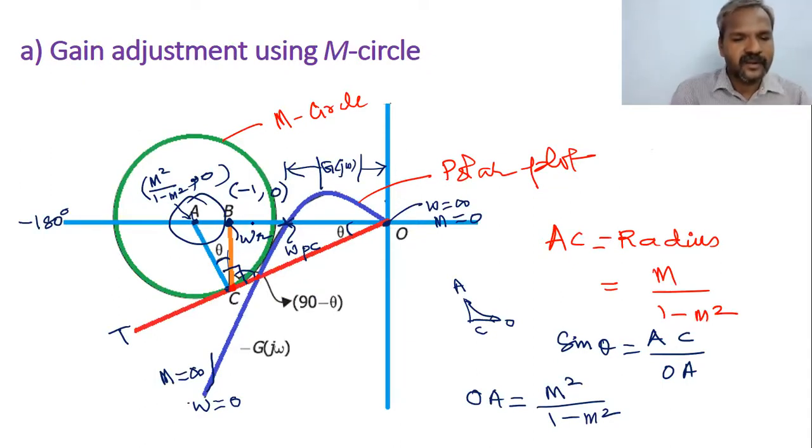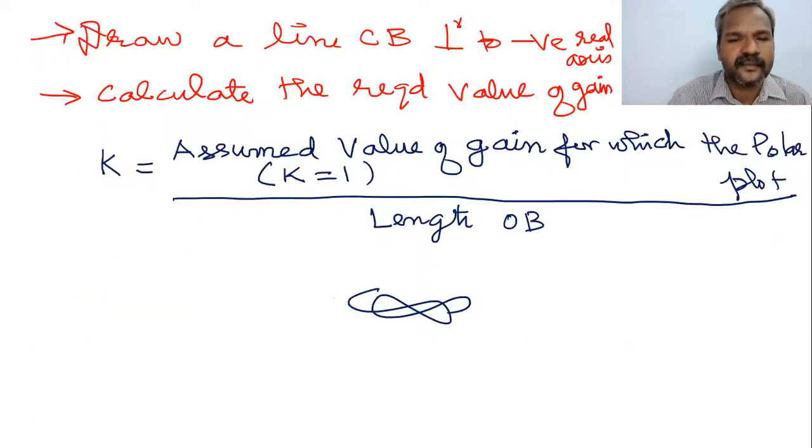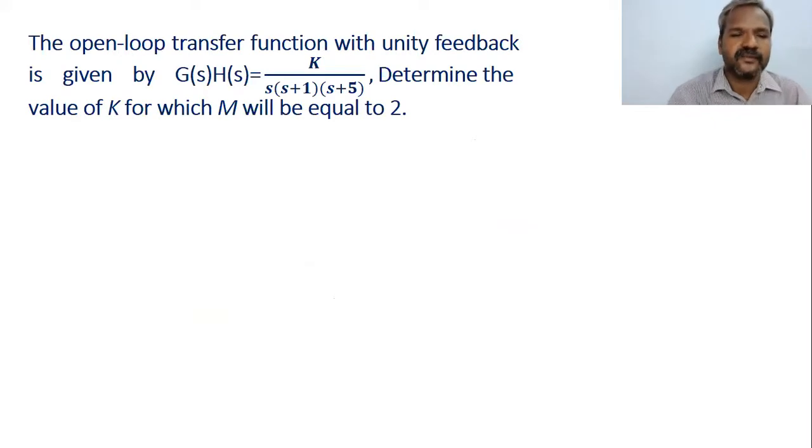OB is the value of the maximum crossover frequency, called the phase crossover frequency. So what is phase crossover frequency? The polar plot crosses the negative real axis at minus 180 degrees, right? So let us see one example so that you can easily understand.